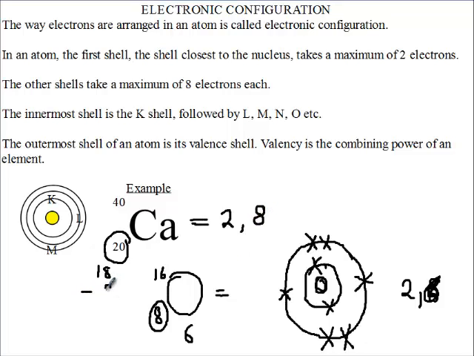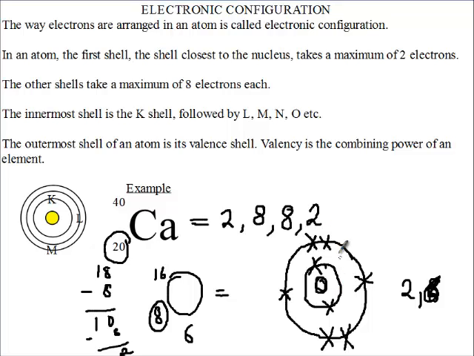Now take 8 away from 18. We get 10. That means the next shell can take its maximum of 8. 10 take away 8 will give us 2. And that means our last shell will only have 2 electrons on it. We can draw it just as we drew this, but for the sake of time, we are going to end here. We are going to end the electronic configuration here.